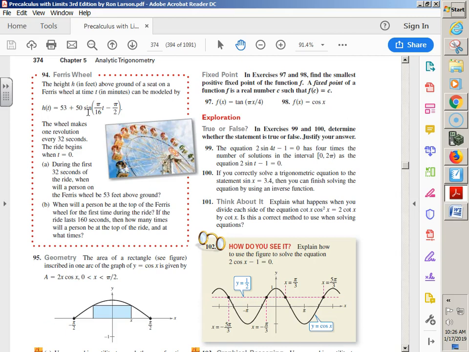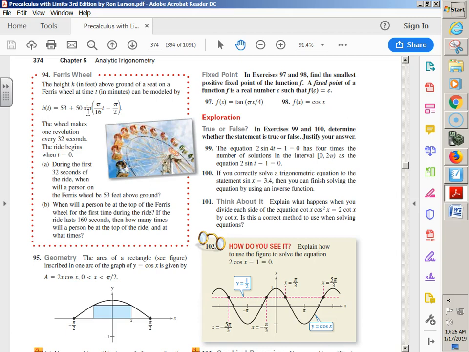So when you're at the top, guess what you set the height equal to? 103. I was talking about sines and cosines and those curves. So you would take your middle, your D, your 53, and then add your 50. You're at 103 feet above the ground. And so you can go ahead and set equal to 103 to solve. And then it asks, if the ride is 160 seconds, how many times will you be at the top?